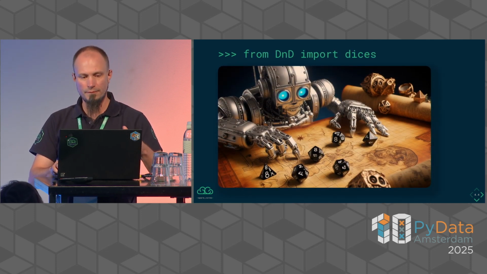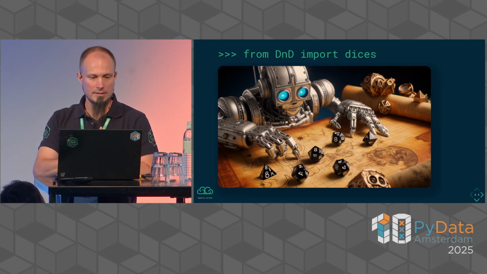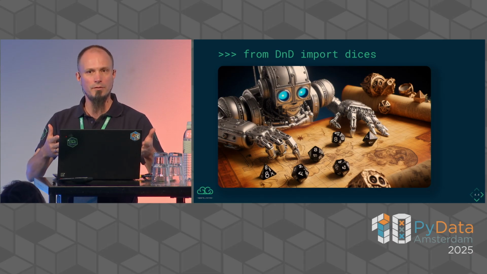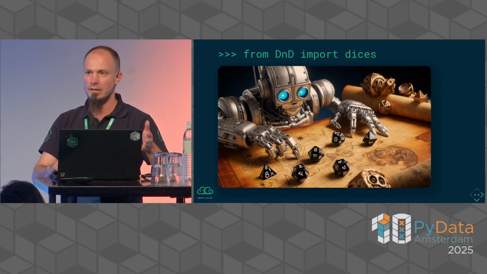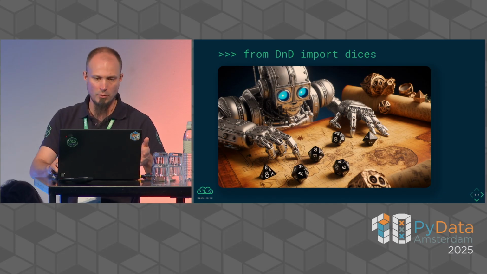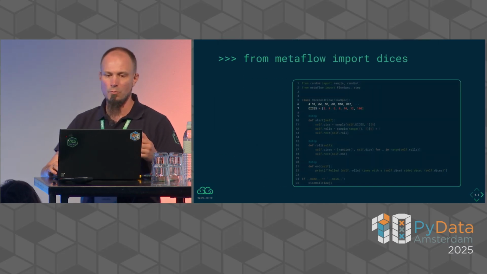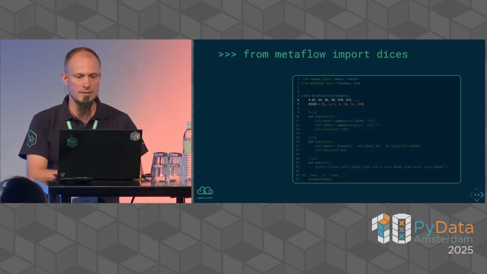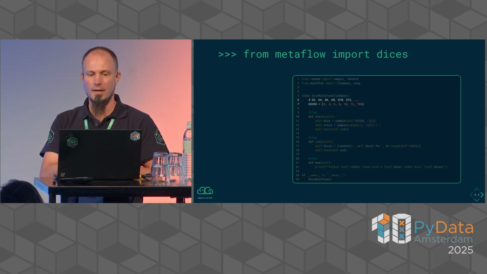I wanted to do something more fancy that can be digested better by data scientists and machine learning engineers. I really love D&D and throwing dice. At the beginning of today, PyData was already mentioned, so I thought that would be a good introduction for a more advanced Metaflow example. So here, there's this dice roll flow specification.